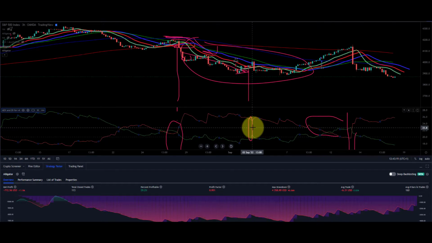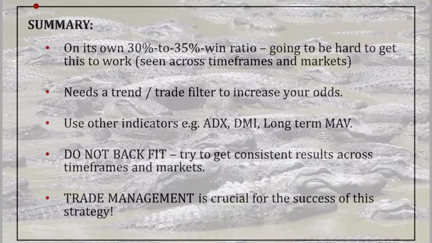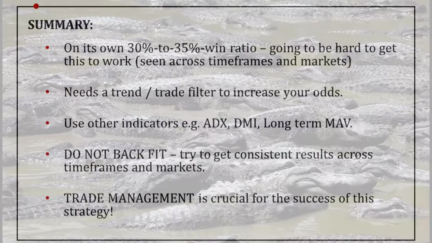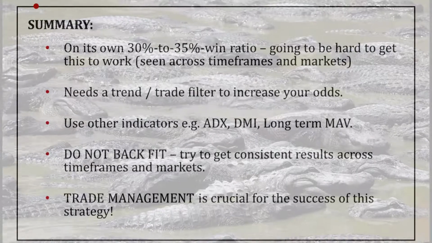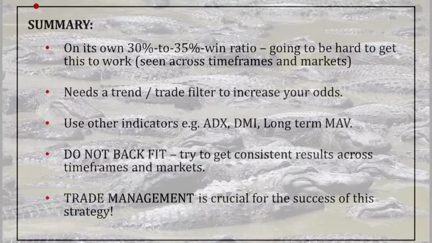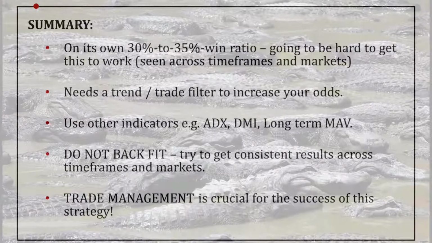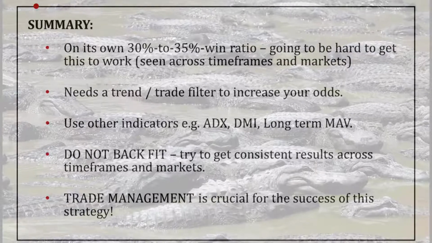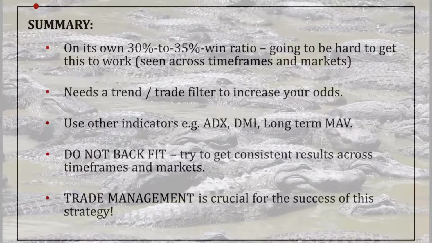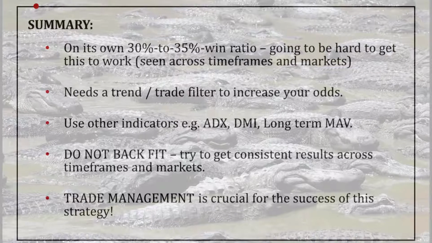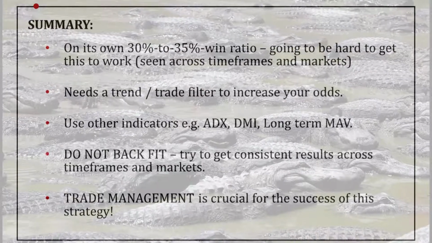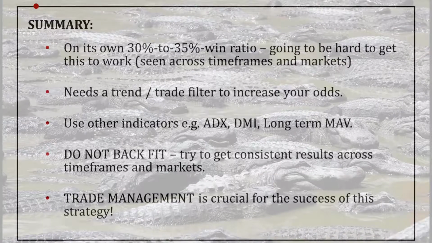So let's just summarize what we've gone through on the charts. So in summary, the alligator indicator is a tricky one to get to work with, only a 30-35% win ratio, and I've seen that across time frames and markets. I think it needs a trade filter to increase your chances of winning. Such indicators as the ADX, DMI, long-term moving average, or even try some of those strategies that people have kindly put onto the TradingView charting package.